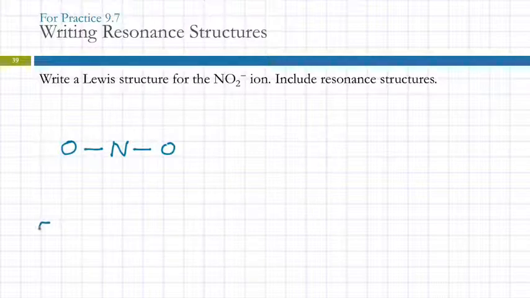So nitrogen has 5 valence electrons. I have 2 oxygens, they each have 6 valence electrons. And the -1 charge means I have an extra electron, +1. So that's 18.